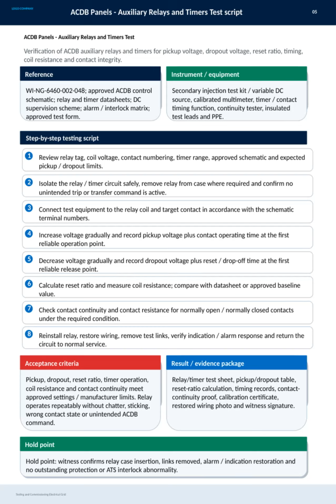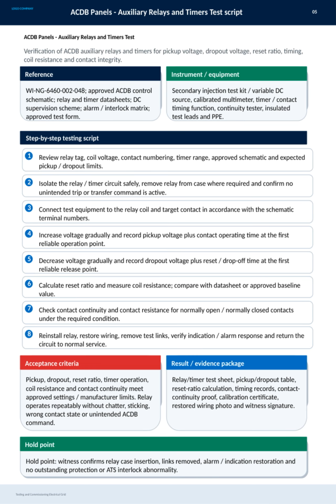This slide covers the testing and commissioning process for ACDB panels, specifically focusing on auxiliary relays and timers. The key here is to verify several critical parameters including pickup voltage, dropout voltage, reset ratio, timing, coil resistance, and contact integrity to ensure proper functioning.